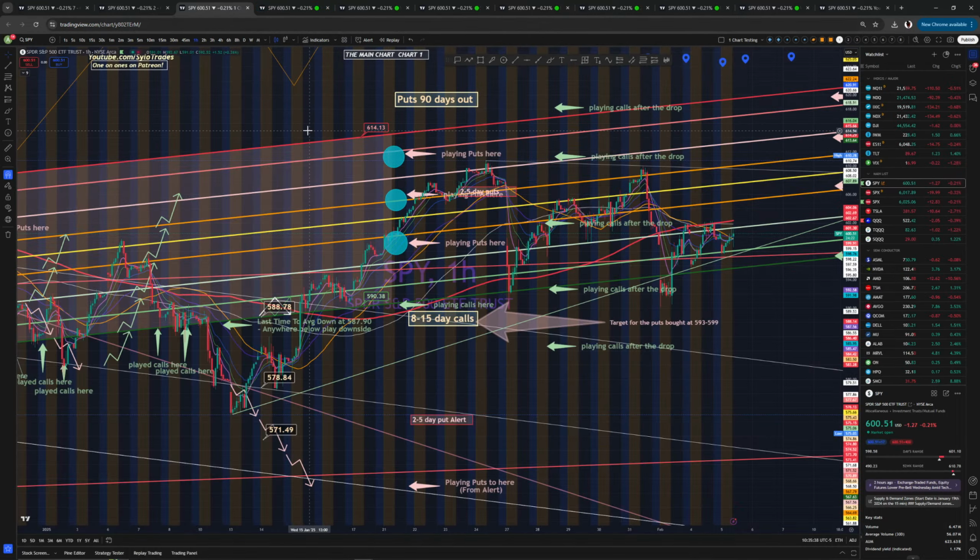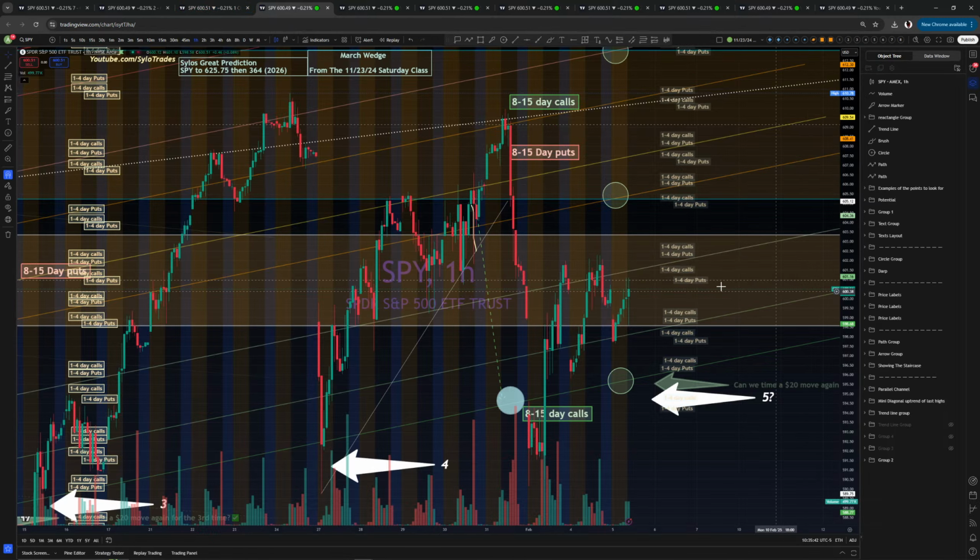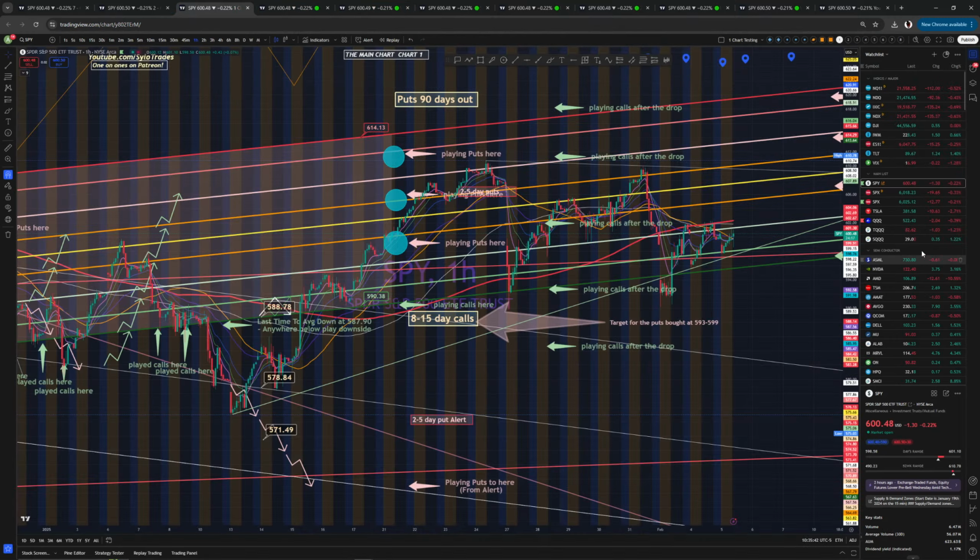Put your stop losses. You also hit that white line as well. How about on this one? Did you hit it too? So you didn't hit this one. You hit this white line right here.